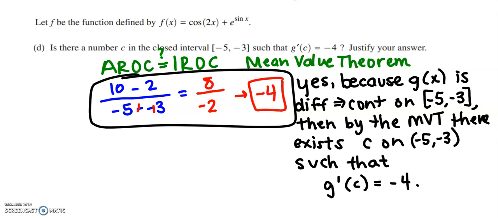And so remember, what this means is that the slope of the tangent line will be equal to the slope of the secant line, which means that our two lines are running parallel somewhere on that graph.